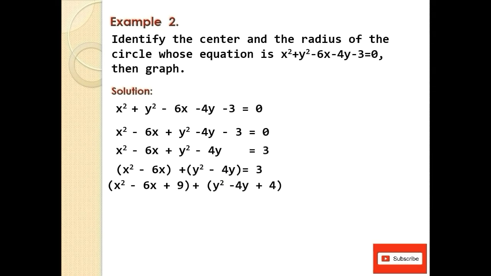Copy the constant. Now, since we have added positive 9 and positive 4 to the left-hand side of our equation, we will do the same to the other side to keep our equation balanced.